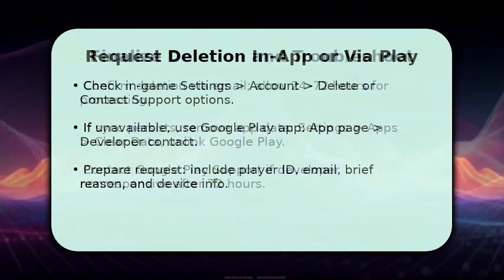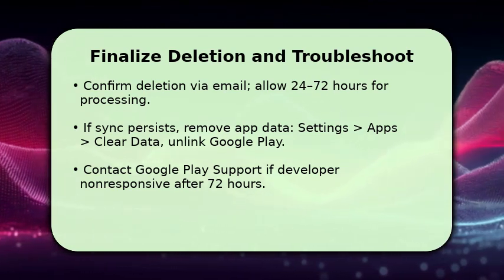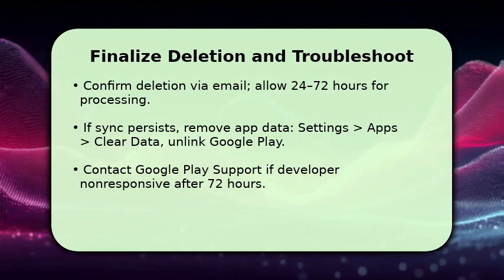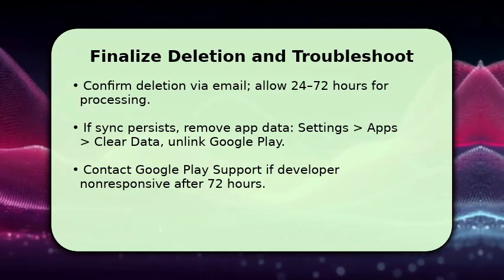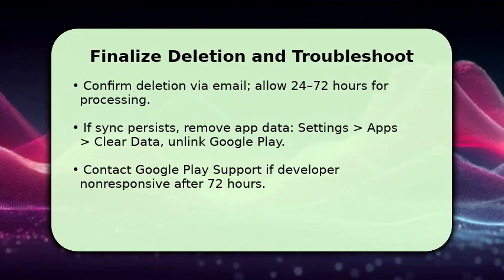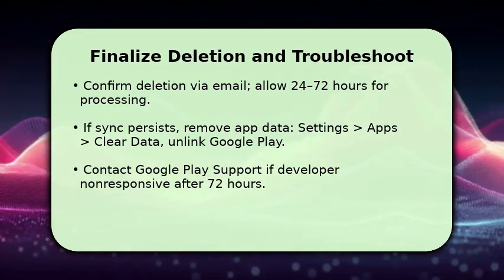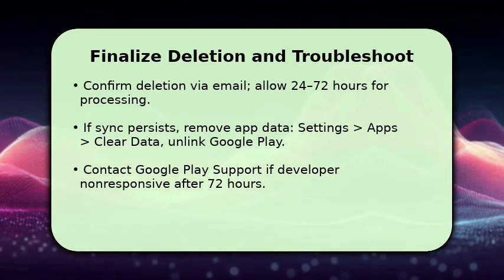Finish by confirming deletion emails and checking the game no longer shows your profile. Developers often take 24 to 72 hours to process requests. If data still appears, unlink the account from Google Play and clear app data. Go to Android Settings, App, select Game Storage, Clear Data, then reinstall if needed.